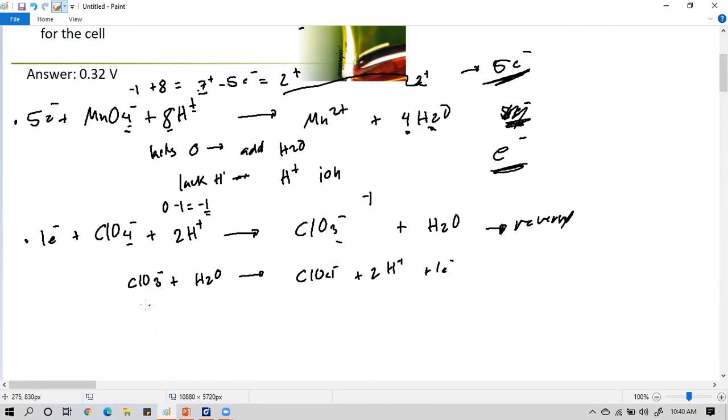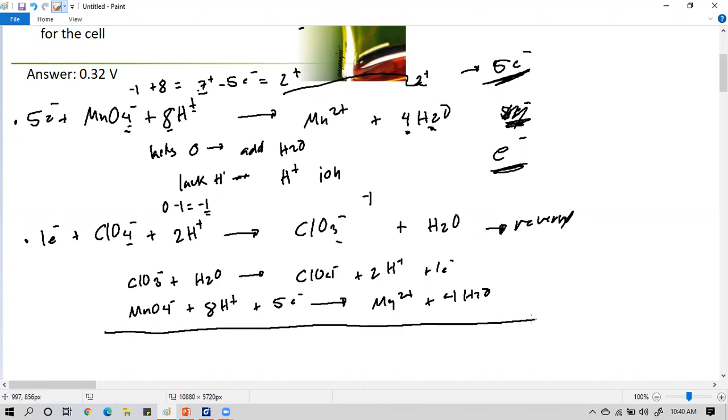So, reverse mo siya. ClO3 negative plus H2O to form ClO4 negative plus 2H plus 1 electron. And then, rewrite mo yung kabila. Here, manganate plus 8H positive plus 5 electrons, and then manganese 2 positive plus 4H2O. Now, kung mapapansin ninyo, ang ika-answer kasi natin usually sa redox reaction is yung electrons. But this one here, the reduction, 5 electrons, dito naman ay 1 electron.